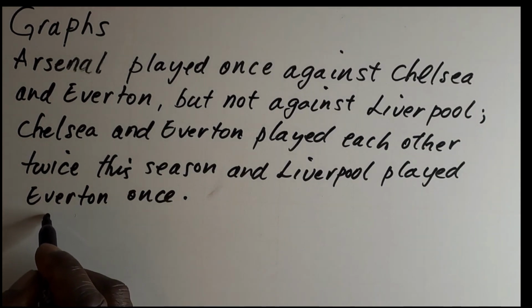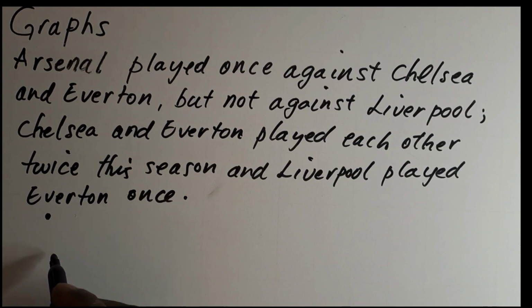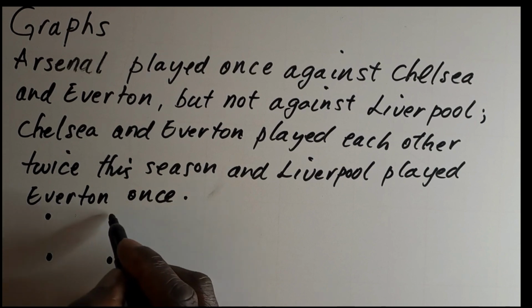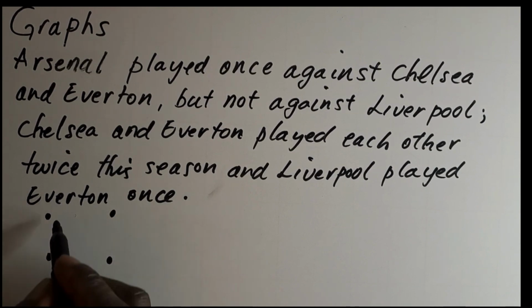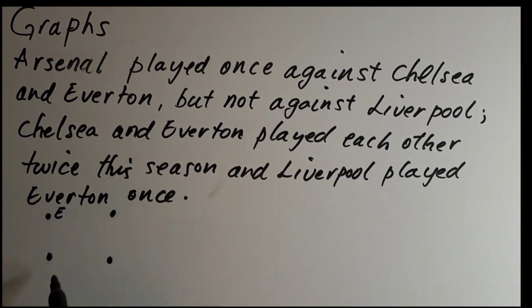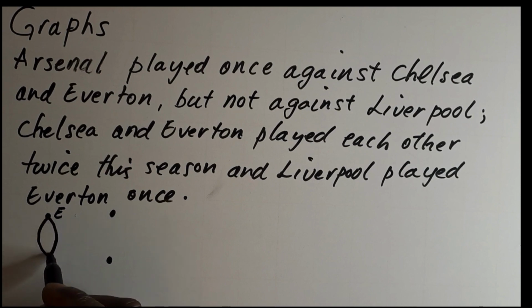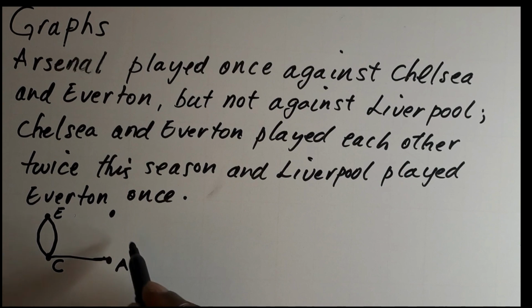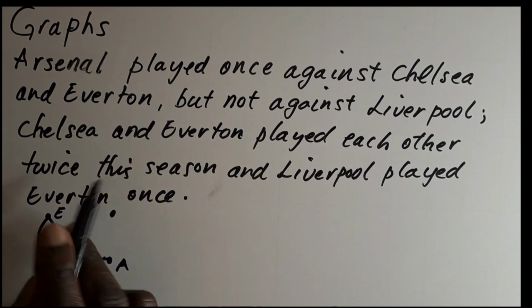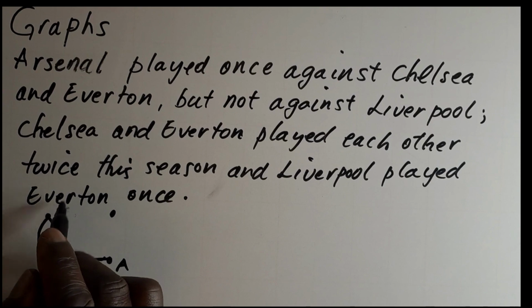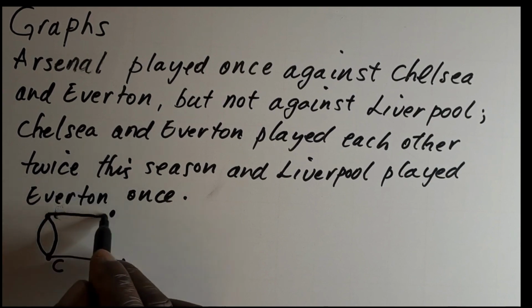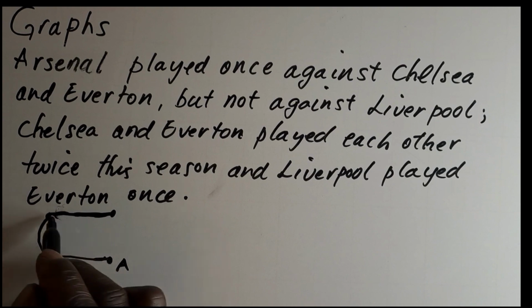And our first graph looks like this. E is for Everton. And C is for Chelsea. A is for Arsenal. And L is for Liverpool. Let me just connect that there.